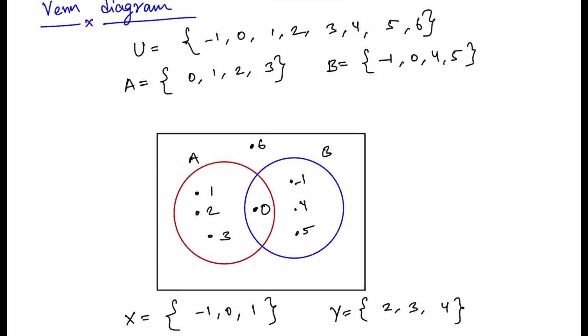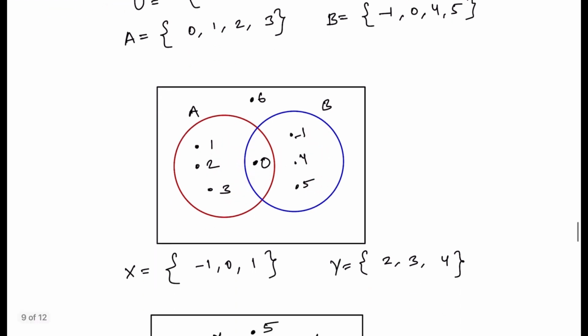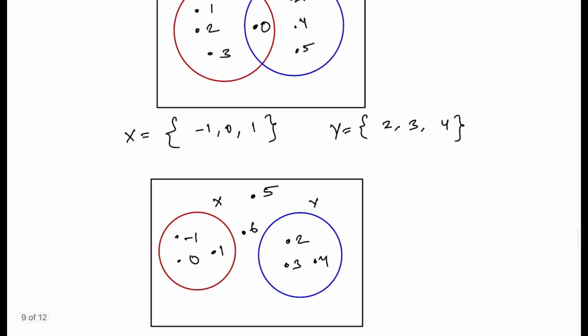So what was the first case? That A and B have some elements common, not all elements, some elements common. First we put the common elements in the common region, then we put the other elements. Next, in the second case, we faced that in the given two sets no elements were common. If no elements are common, then the region of X and the region of Y will not be coinciding.